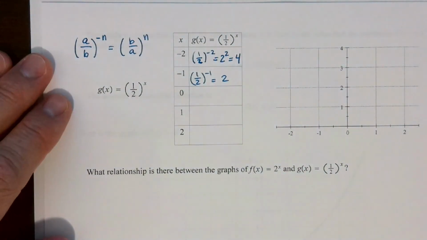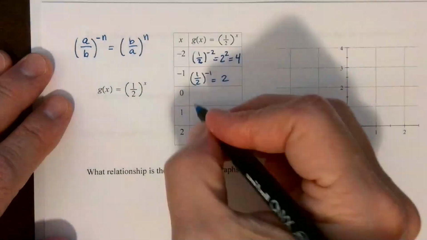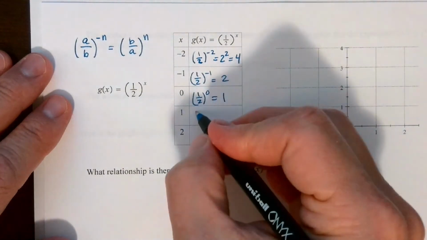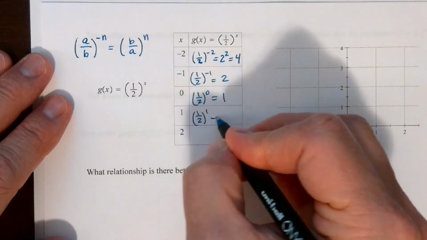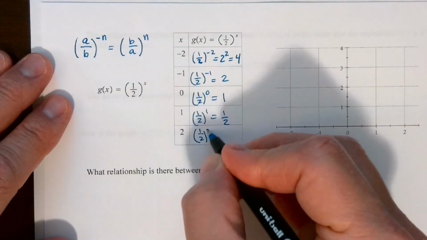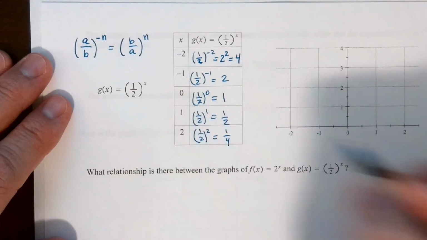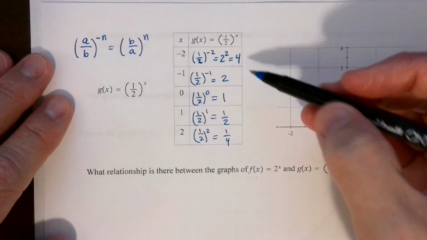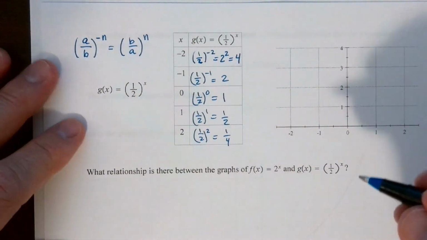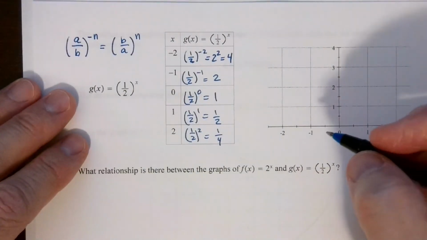The reciprocal of 1/2 is 2. 1/2 to the 0 power is 1. 1/2 to the first power is 1/2. And 1/2 squared is 1/4. So these numbers seem familiar, outputs from what we just did. But let's plot these now.